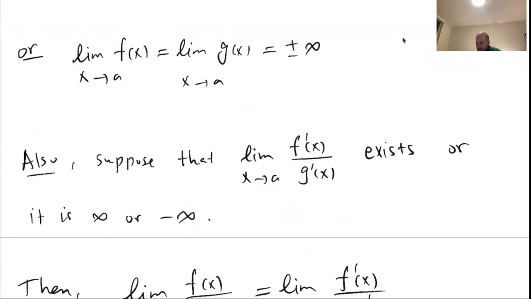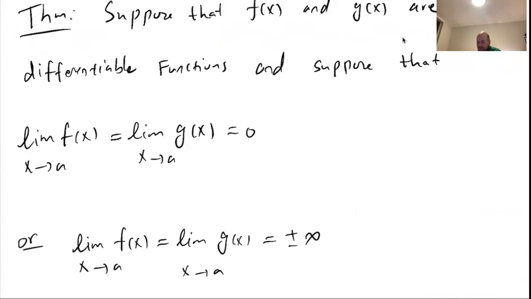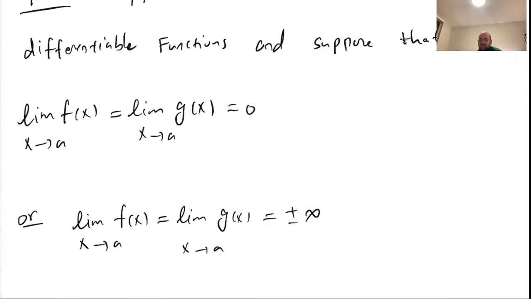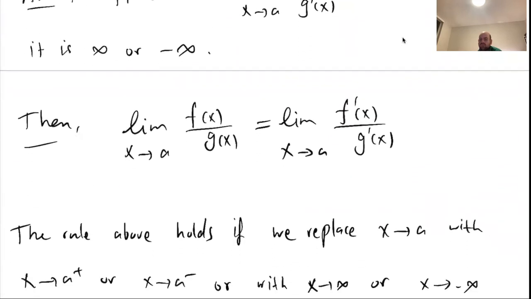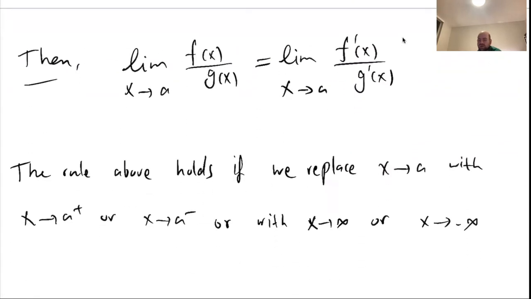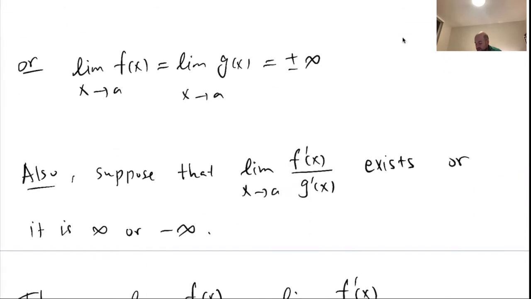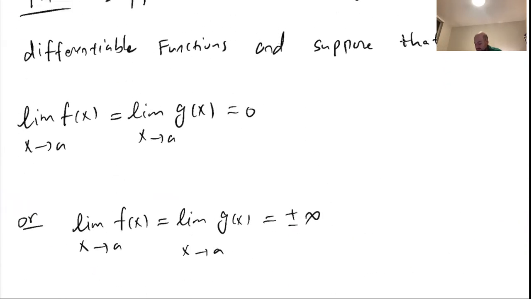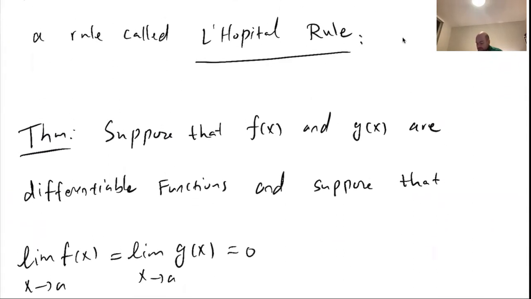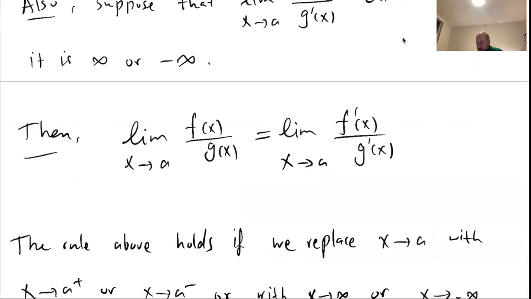The theorem that we mentioned was for limits of the form limit of f of x over g of x, where x approaches a. Now, if you replace all x approaches a with x approaches a plus, or a minus, or x approaches infinity or minus infinity, as long as the conditions of the theorem hold, meaning that the limit of f prime over g prime exists or is infinity or minus infinity, and f and g are, of course, differentiable functions, then we can still say that the limit of f over g is the same as the limit of f prime over g prime.